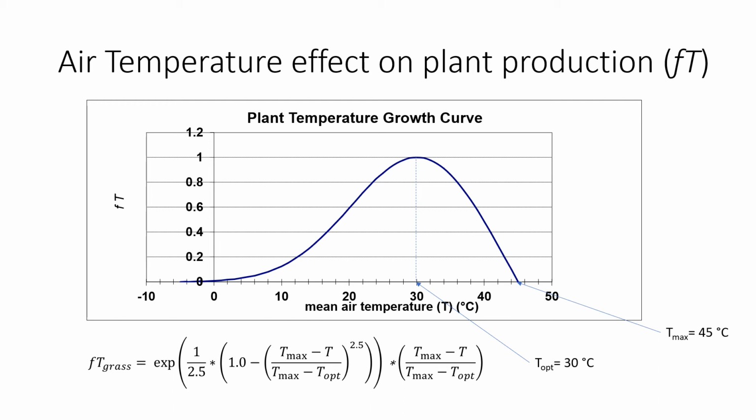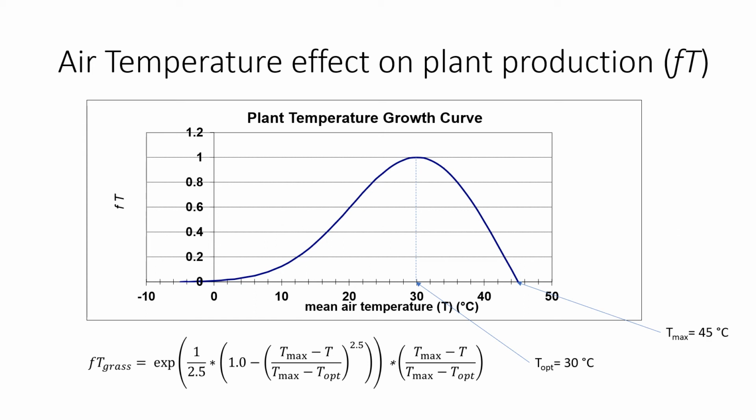It has a very complex equation. But the thing to look at is it's, again, a 0 to 1 multiplier which will multiply a maximum rate of plant production. And it's 0 at really cold temperatures, and it's 0 when it gets really hot, at 45 Celsius here. But it's at its maximum at 30 degrees Celsius. So for this particular plant, it grows best at 30 degrees C, and anything less than that or anything greater than that, there's less plant growth.